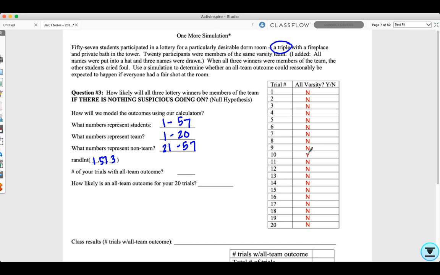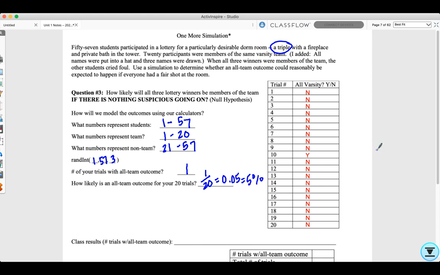So the number of my trials with an all-team outcome was 1. And how likely is an all-team outcome for my 20 trials? It would be 1 out of 20, which equals 0.05, which is 5%.